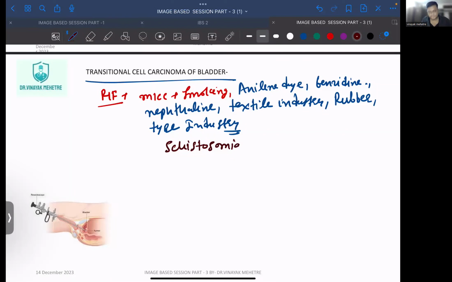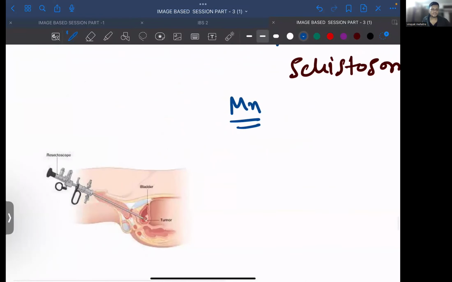Schistosoma haematobium will cause transitional cell carcinoma of the bladder. Treatment, anyone? This is the treatment.